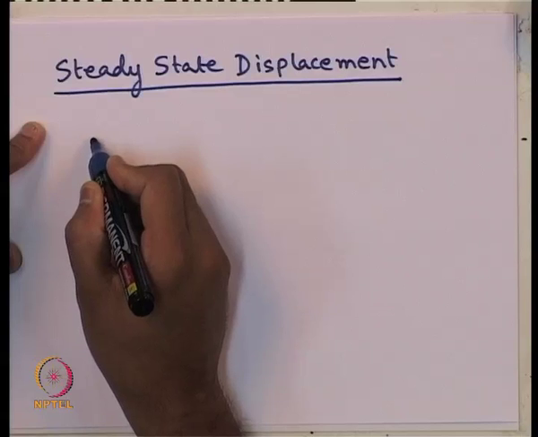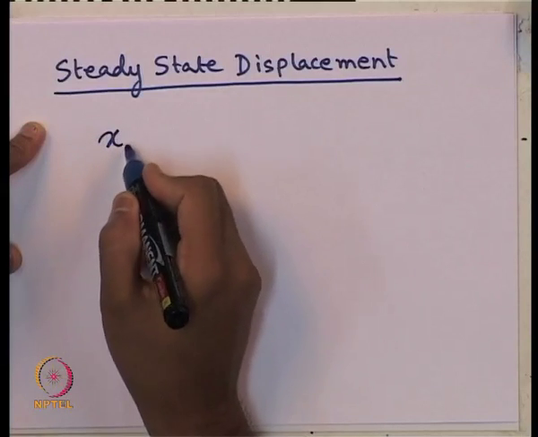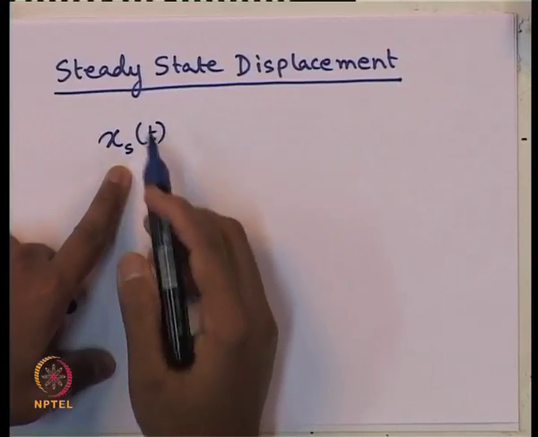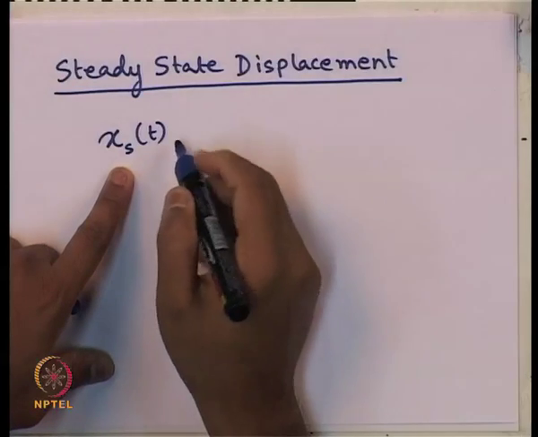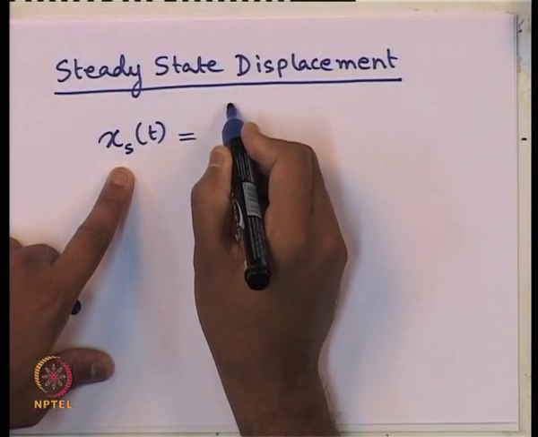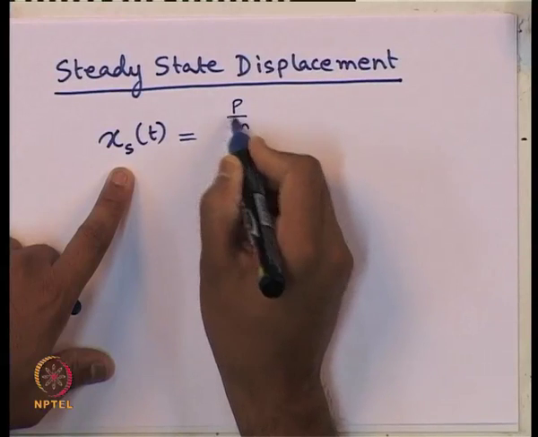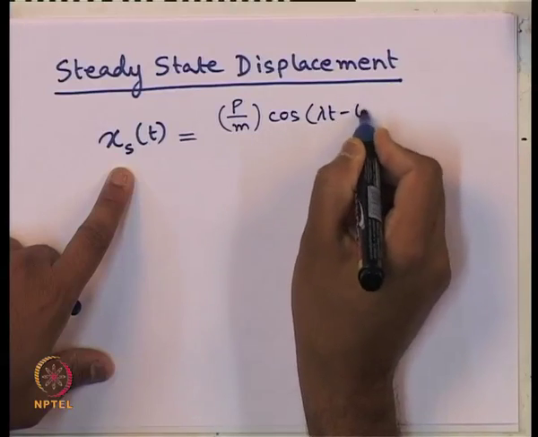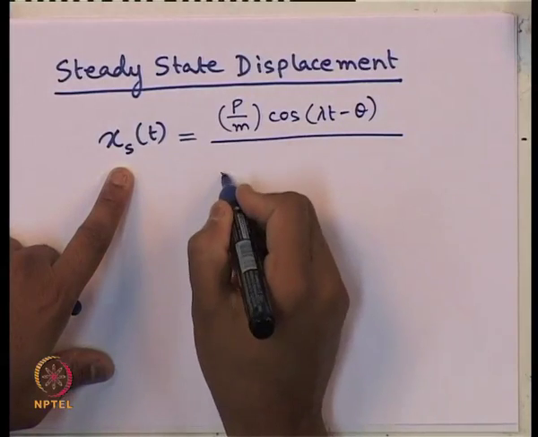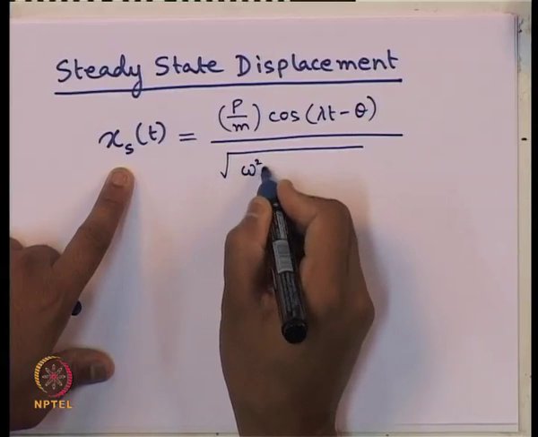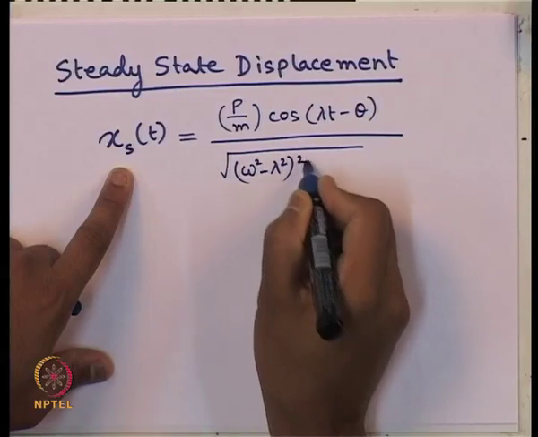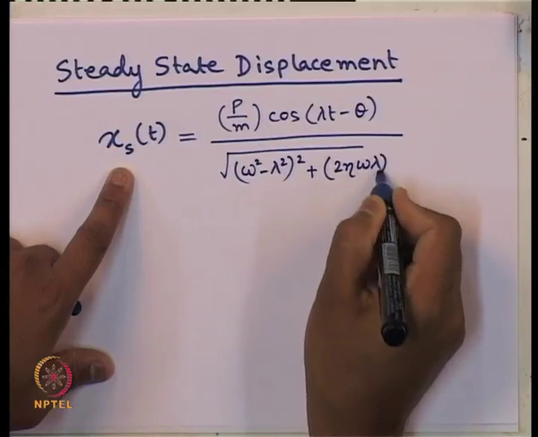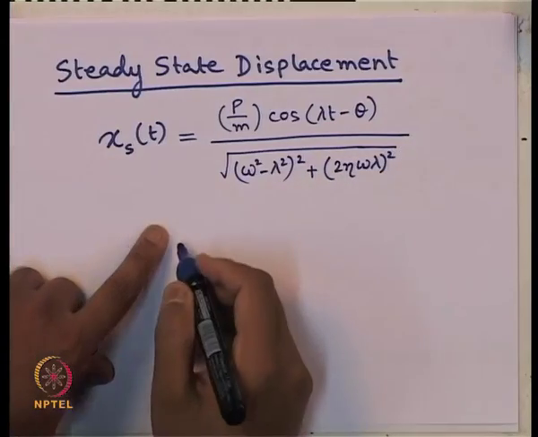The steady state displacement, let me denote it by x s of t, where the small s denotes steady state. The solution we got was p by m cosine of lambda t minus theta, divided by root over omega square minus lambda square whole square plus 2 eta omega lambda whole square. That was the expression for the steady state.